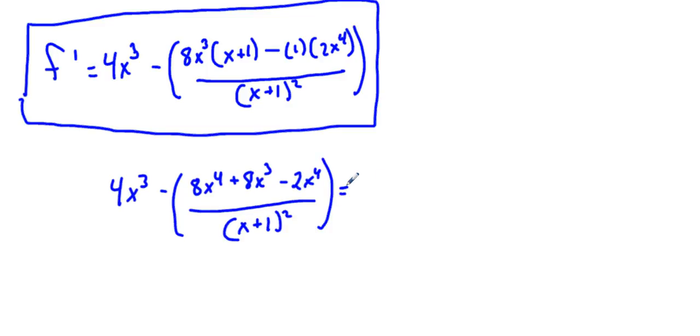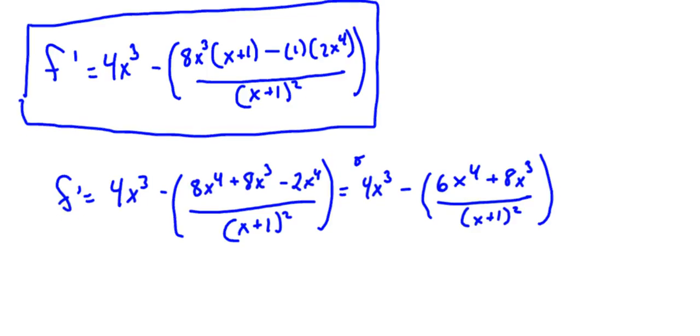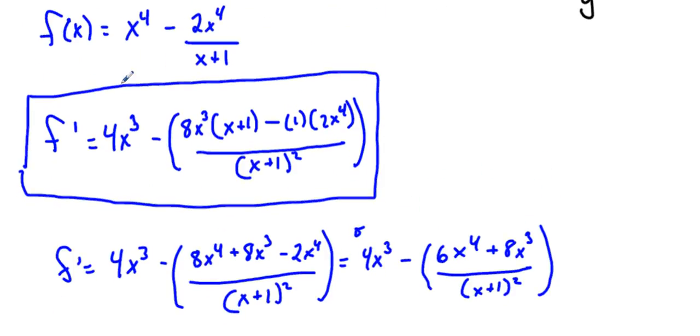So now we have f prime again. We have 4x cubed, and we're going to have a minus. Combining these, we have 6x to the fourth plus 8x to the third, and then we're going to have the quantity x plus 1 squared. We could probably combine this a little bit more if we wanted to, but I'm going to stop right now, and that's going to be our answer. So since it was multiplied, we could use the quotient rule. That was our first example.